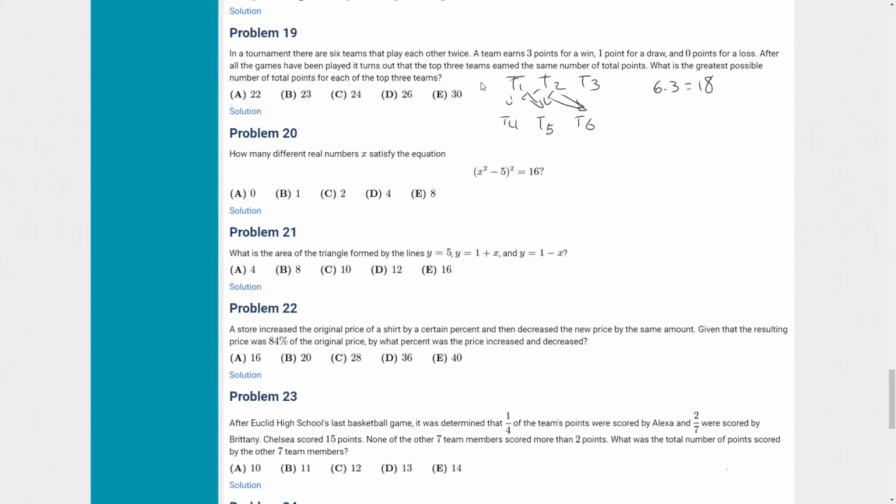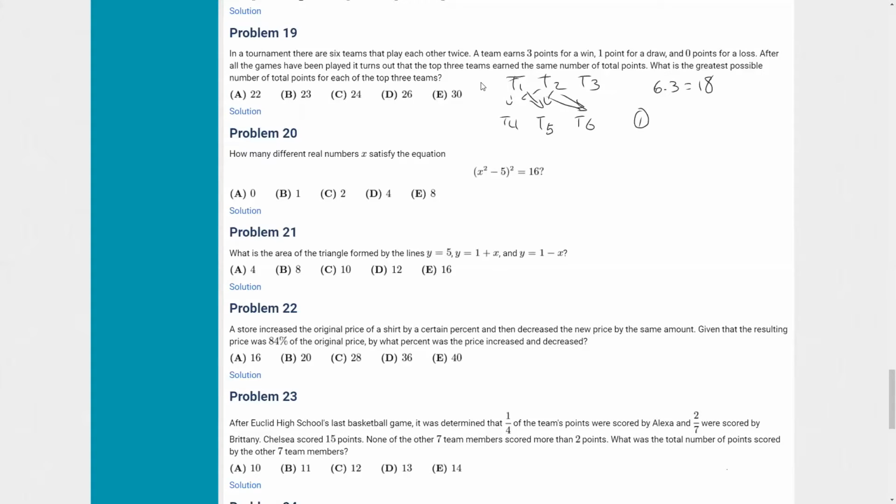Now, remember, they play each other twice. Every single team plays each other twice. So that means that team 1 still has to play team 2 twice, and team 1 still has to play team 3 twice. So in order for that to yield the maximum number of points for each of the teams involved, because they all win the same number of times and they have the same number of points, they need to evenly distribute a win or a loss or a draw.